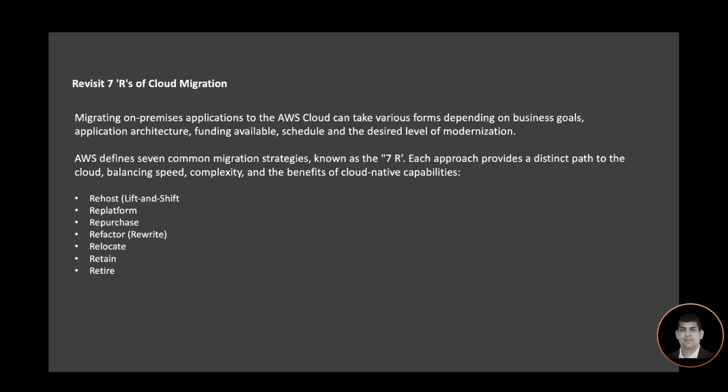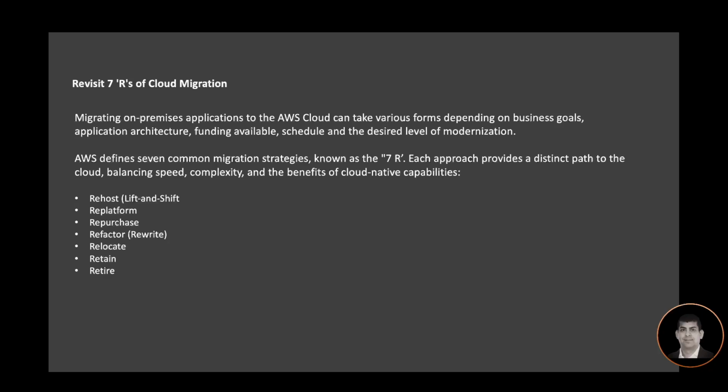Migrating an on-premise application to the AWS cloud can take various forms depending on the business goals, the application architecture, how much funding you have available, your timeline and schedule, and the desired level of modernization. AWS defines 7 common migration strategies known as the 7 R's. Each approach provides a distinct path to the cloud journey, balancing speed, complexity, cost, time, and the benefit of cloud native capability.